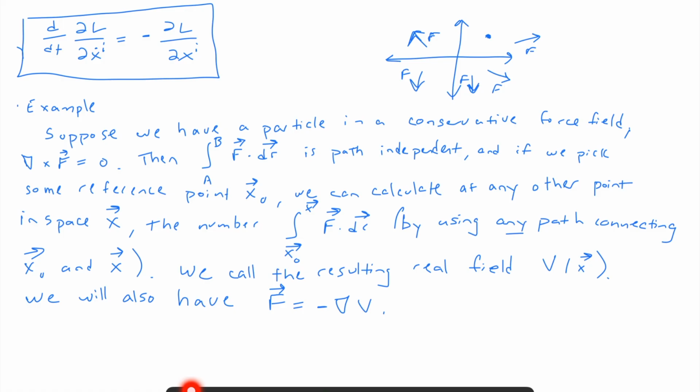And we can also just say the following statement, which is true based on multivariable calculus: at any given point in space, if we have this new real scalar field called the potential field, and we take its gradient, the gradient of the field V, minus that, we can reproduce our original force field. So F equals minus the gradient of V.